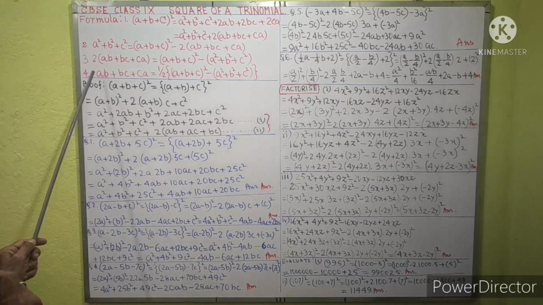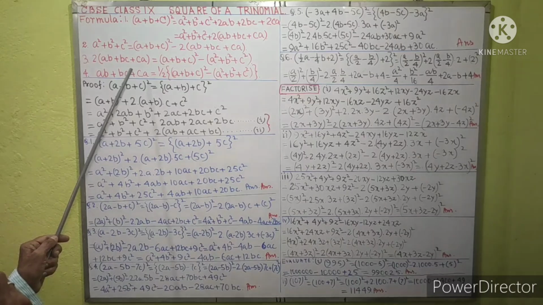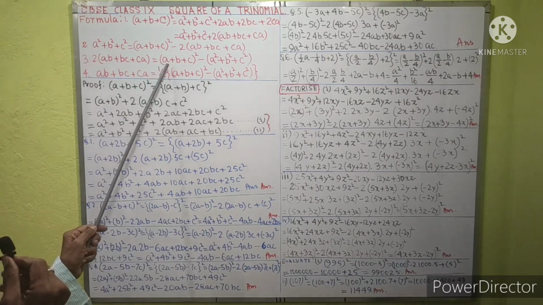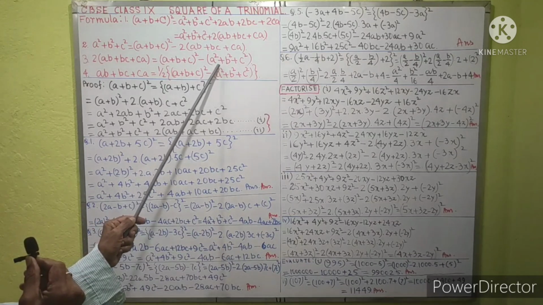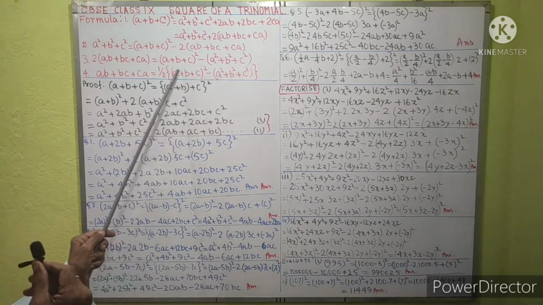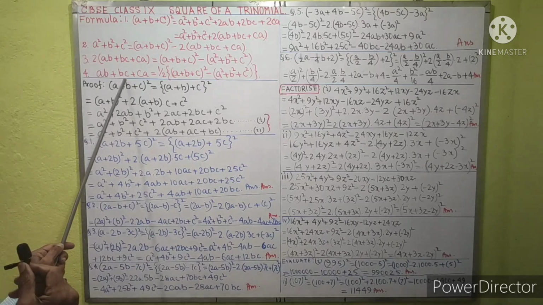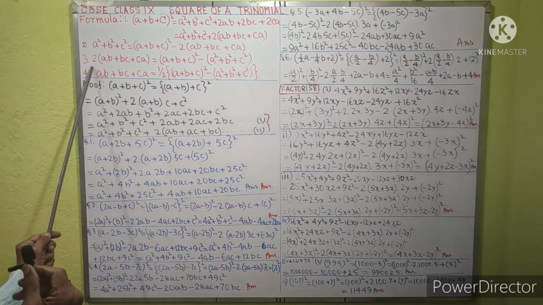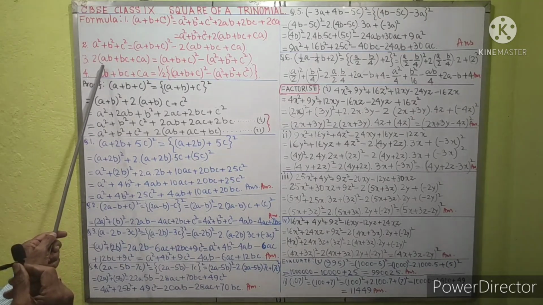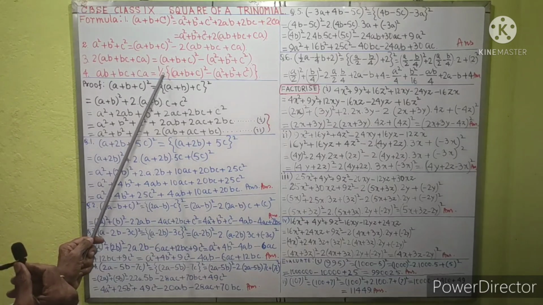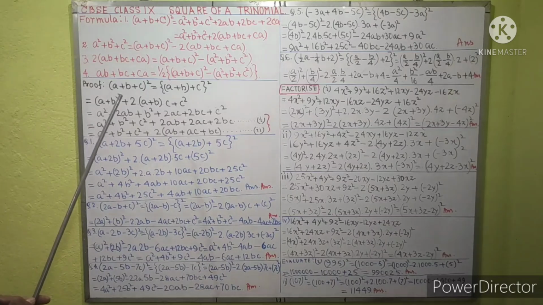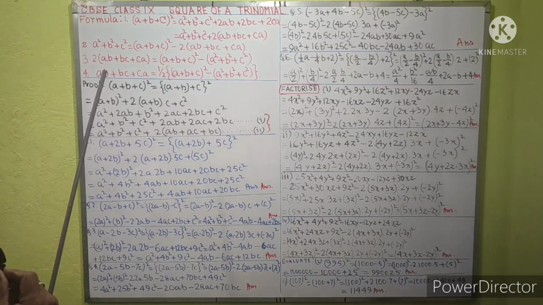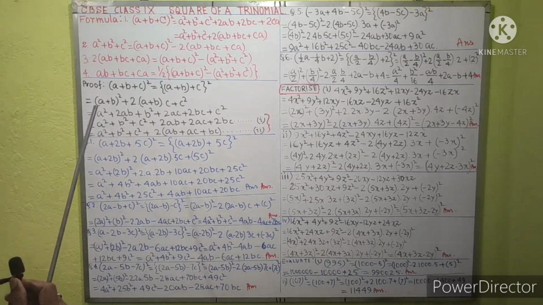And 2 into (AB plus BC plus CA) equals (A + B + C) whole square minus (A square plus B square plus C square). And for AB plus BC plus CA, here there was 2, but when this 2 comes to the right side, it will be half into [(A + B + C) whole square minus (A square plus B square plus C square)].